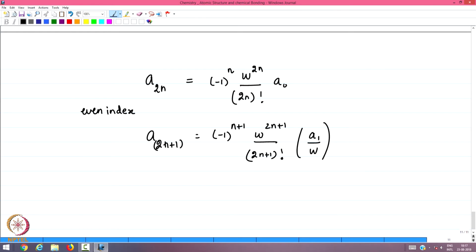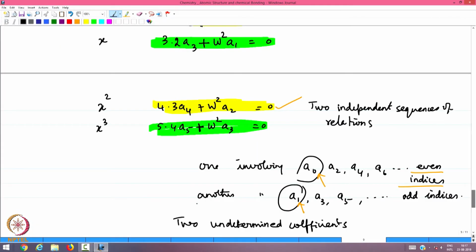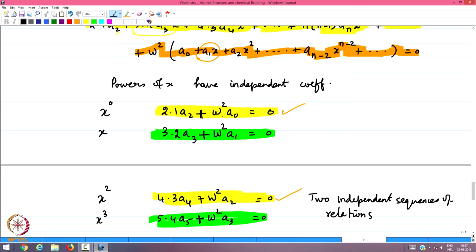If n is 1, a_2 is minus 1 raised to n, so it is minus omega to the 2n, which is omega square, and 2n factorial is 2, times a naught. Okay. Now you see the relationship between a2 and a naught. a2 is minus omega square by 2 a naught, no problem, and a4 is minus omega square divided by 4 here, this one.